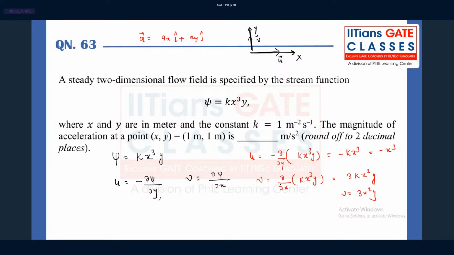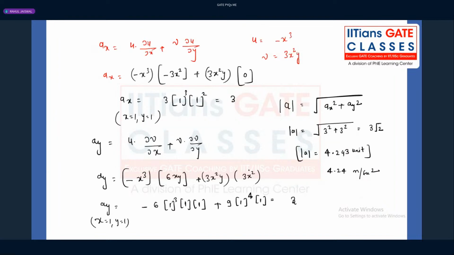Here, steady flow means it is not a function of time. So though some of you might be thinking that dou u by dou t should be coming, that will be 0. Here also that dou v by dou t term will be 0. Again, try to verify it.